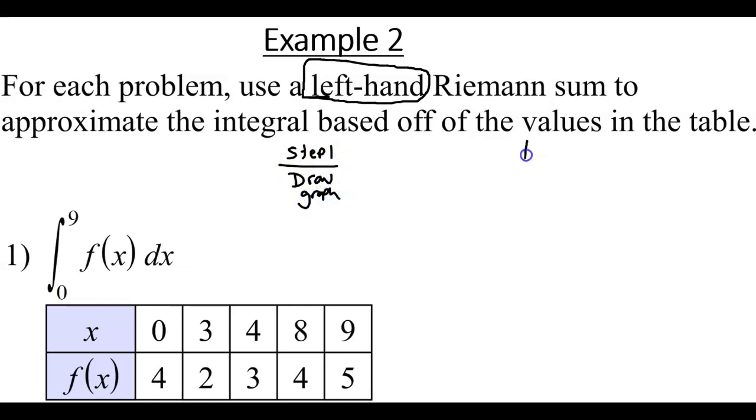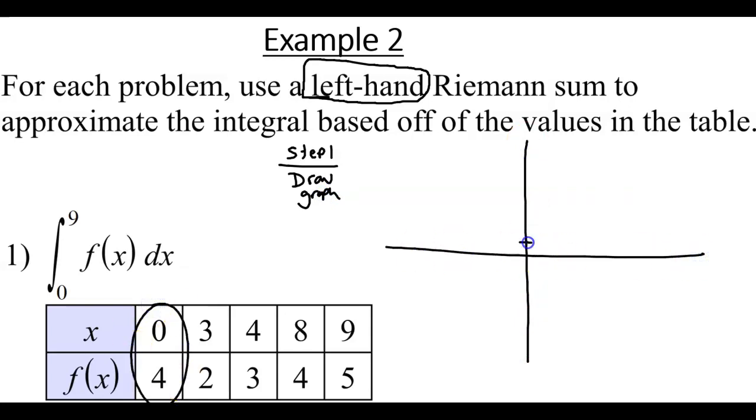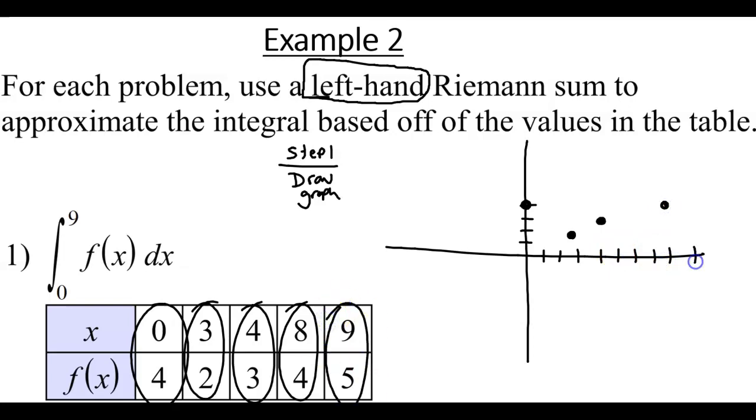Here we go. We're going to plot all the points that they give me. My first point is 0, 4. My next point is 3, 2. My next point is 4, 3. My next point is 8, 4. And my last point is 9, 5.